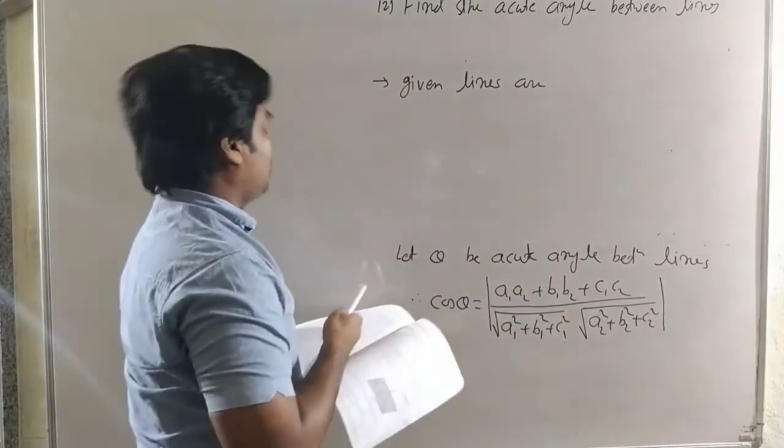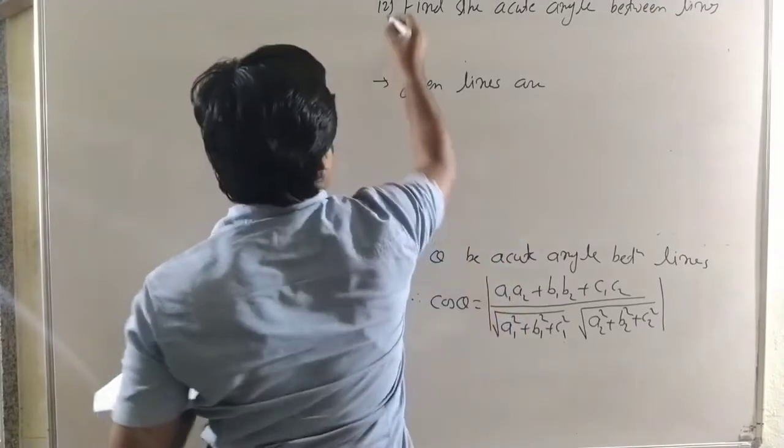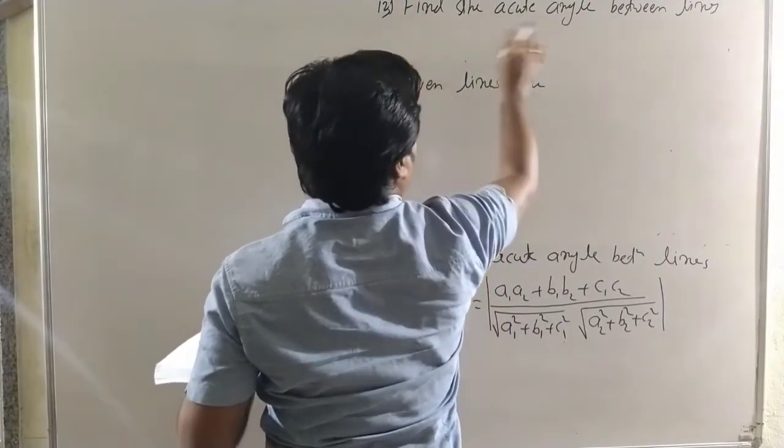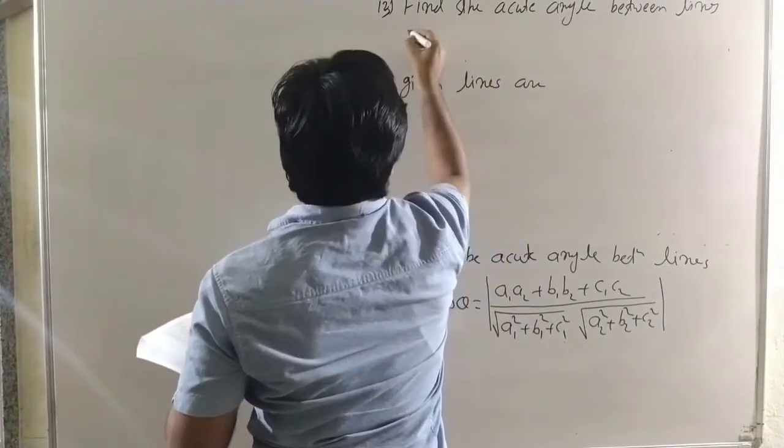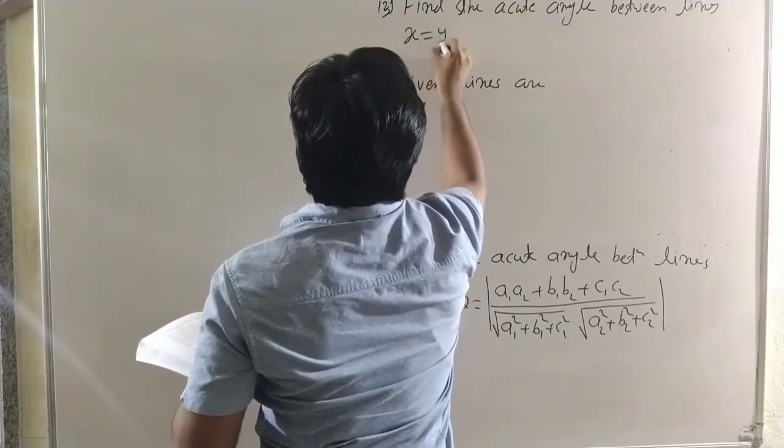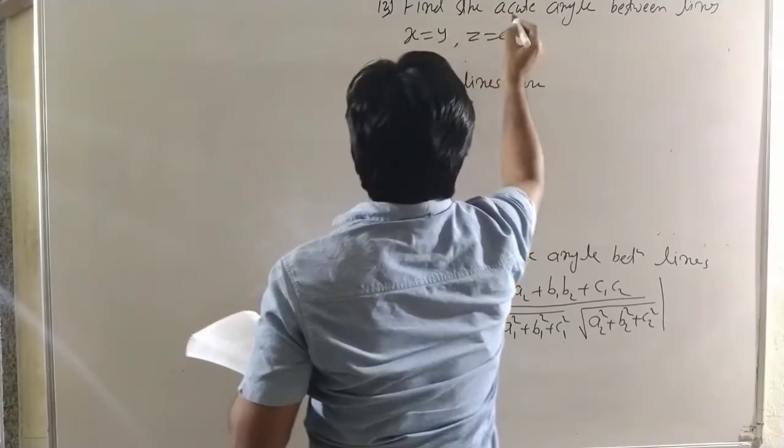The next example is also the same. It is the 13th example. Find the acute angle between the lines x is equal to y and z equal to 0. See carefully.